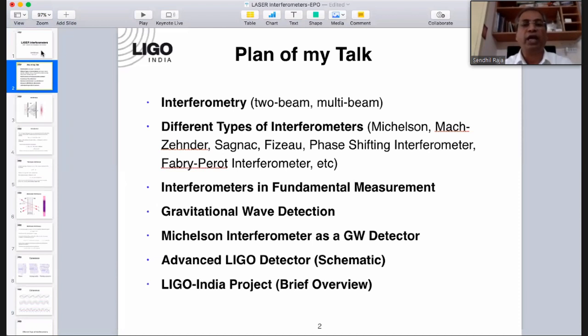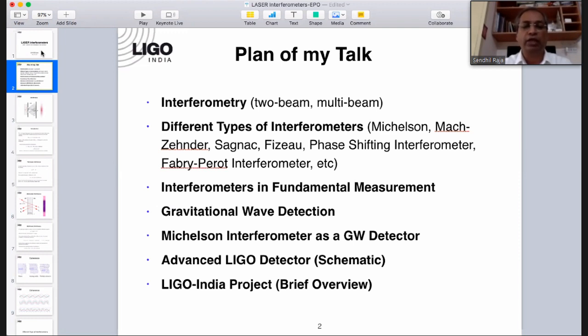The plan of my talk is to give you an idea about interferometry and cover what different types of interferometers are, with a brief slide on each of them, just to give you an idea about the various flavors of interferometers. A couple of slides on interferometers and fundamental measurements, which I'll just touch upon. Most of them you'll be aware of historically. And then we'll move on to gravitational wave detection and why a Michelson interferometer is a good gravitational wave detector.